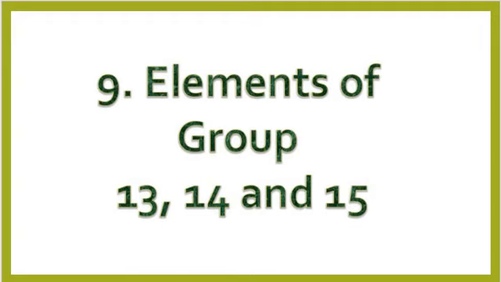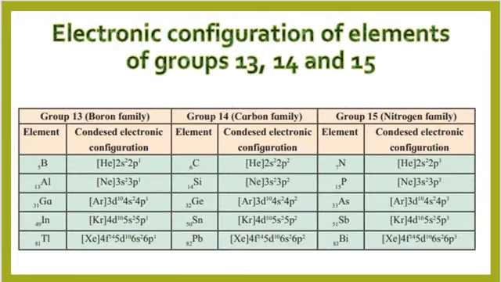The p block elements show greater variation in properties than s block, and right now we are going to study the properties of group 13, 14 and 15. First of all, let's start with group 13. Group 13 is called the boron family, and it has 5 elements, which are boron, aluminium, gallium, indium and thallium.